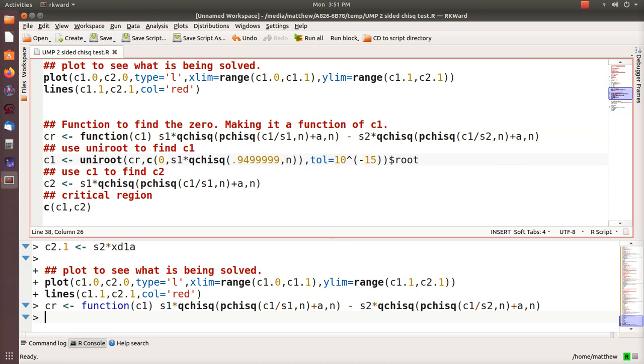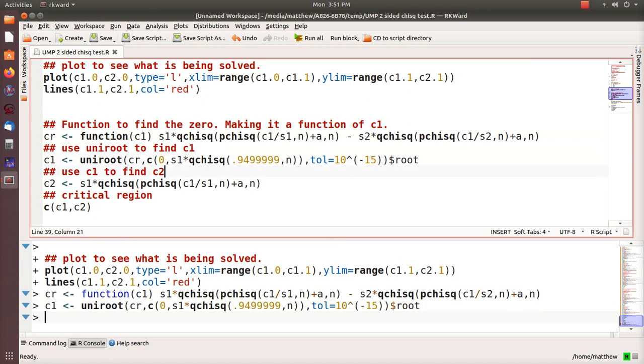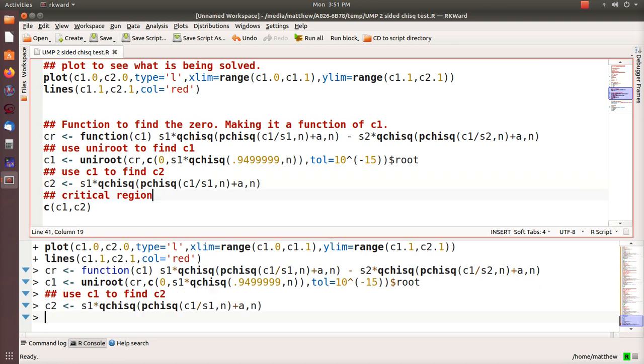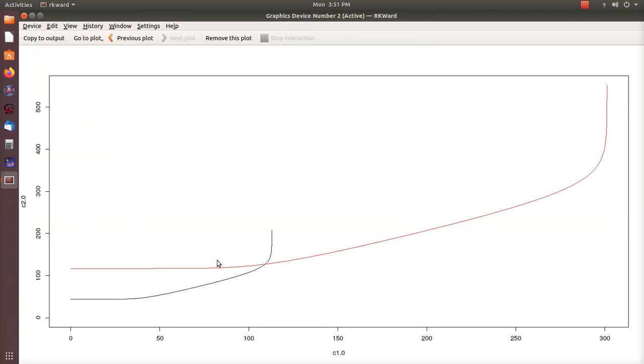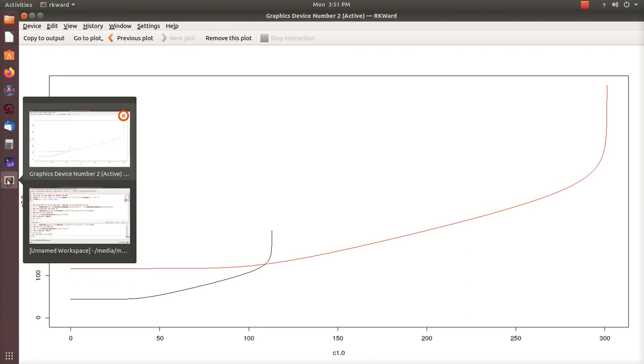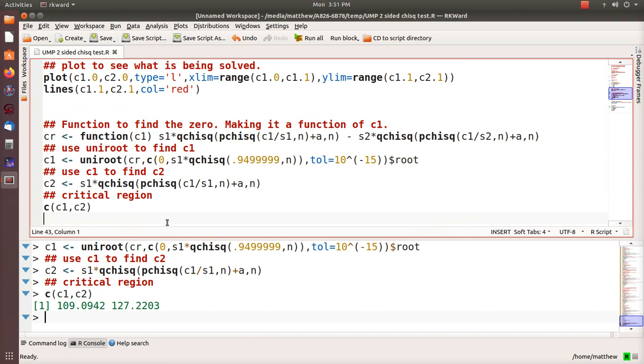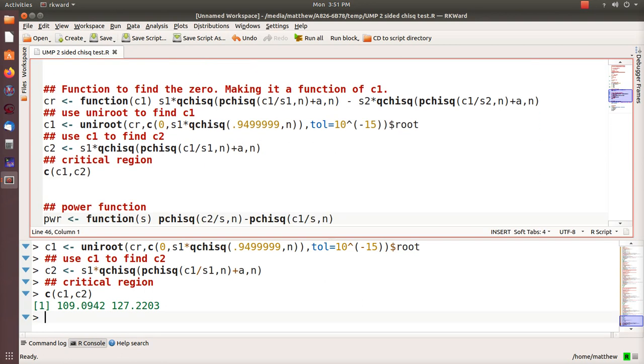Then we use uniroot and cycle through all the possible values to find the C1 that's true, and from that we calculate C2, and this is it. So it's 109 and 127, and if we look back at this graph, that's 109 and 127. And that's it. That is so cool. That's the critical region for this uniformly most powerful test.